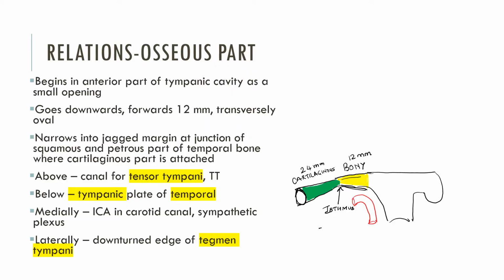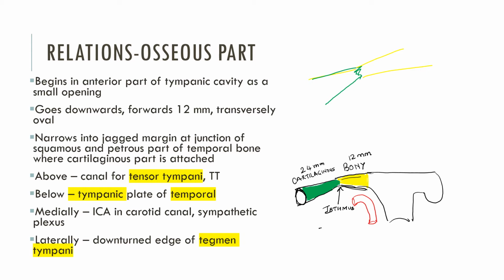Now the relations of the osseous part, it begins in the anterior part of the middle ear, goes downwards, it is 12 millimeter. It narrows into a rough or a jagged margin at the junction of squamous and petrous part where it gets attached. So if this is the bony part, its end is jagged like this, rough, where the cartilaginous part will be attached.